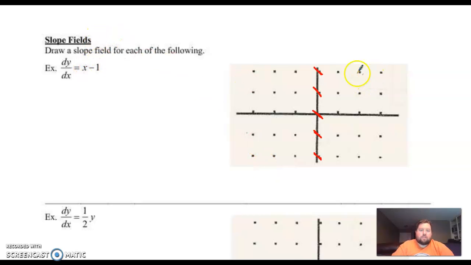All right, and then if we move over to the right, x equals positive 1. So all these points on this vertical line here are positive 1, and if I plug in positive 1 for x, 1 minus 1 is 0. So all of these have a slope of 0. And so we draw little line segments with slopes of 0. All right, moving over, x equals 2. 2 minus 1 is 1, so these have a slope of positive 1.